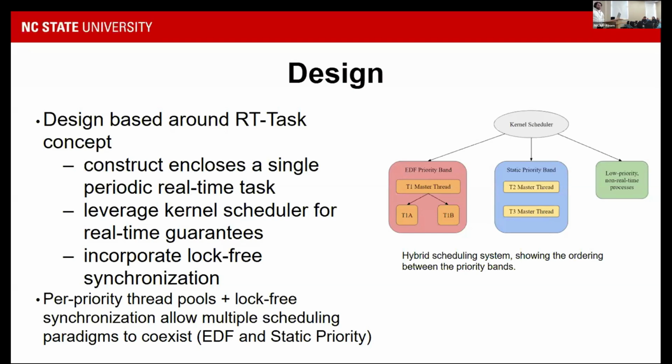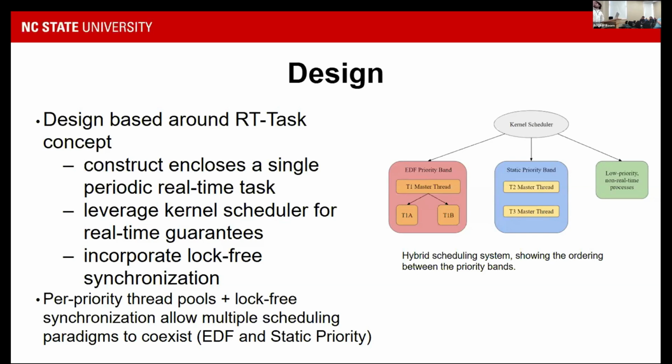OpenMP-RT has been getting coexistence between EDF and static priority. In a lot of systems it's only one or the other, so we're pretty happy to be able to get both, with obviously all EDF tasks existing above the static priority band. And then per-priority thread pools in this implementation, for communication across the RT task barrier. We looked at lock-free; I'll go into that in a future slide. That was also for allowing these multiple scheduling paradigms to coexist.